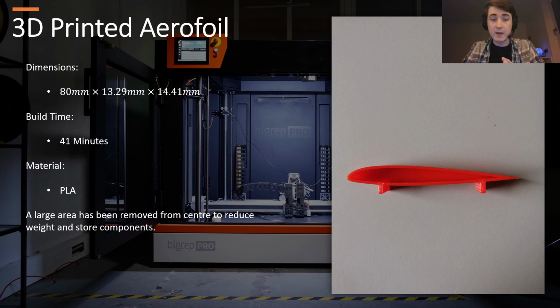This area is also a good space to store electronics of the aircraft. As there is no fuselage, the wing needs to hold all the electronics for the plane.